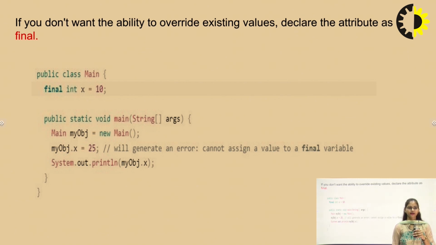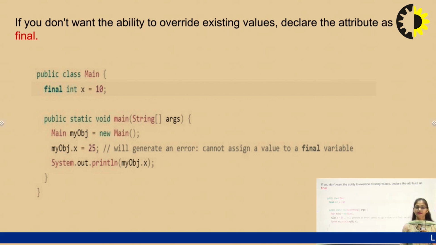Suppose in this particular example we have a public class Main, in which we put the variable int x and assign the keyword final. It means that if you try to override this particular value, it is not going to be overridden. Later we initialize an object, and after initialization we try to assign my object.x = 25. It will generate an error, because the concept of overriding will not work here since the final keyword is present.